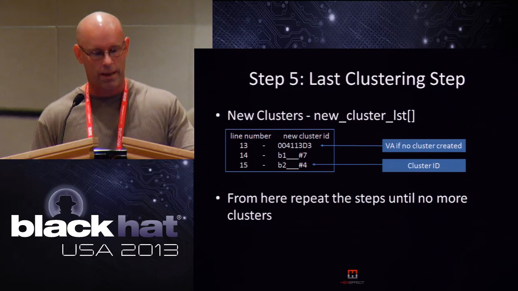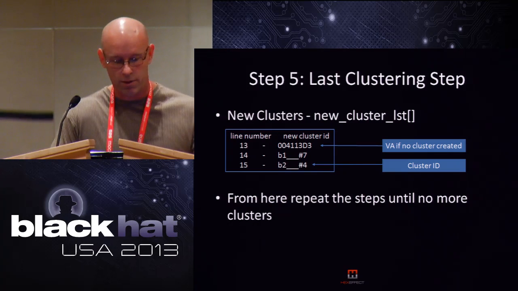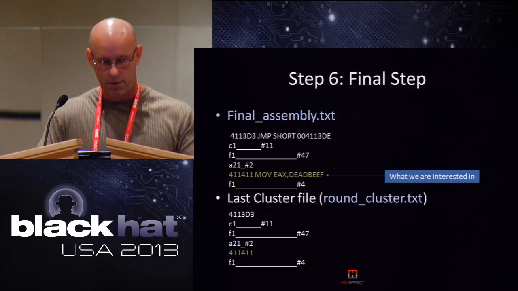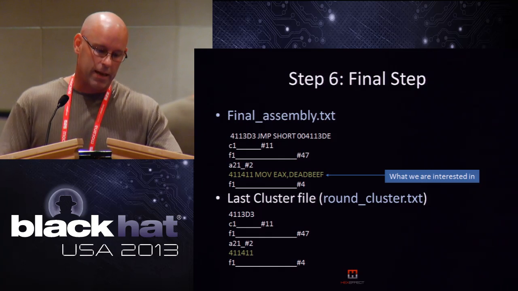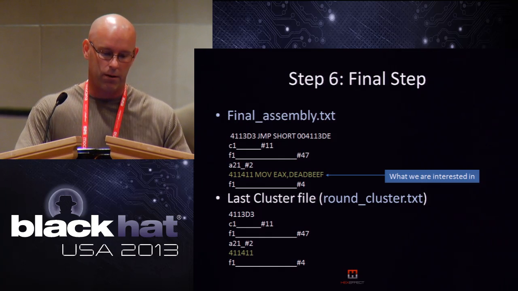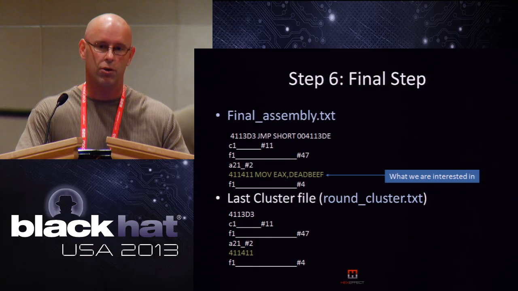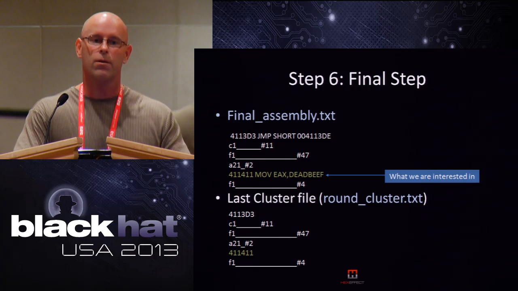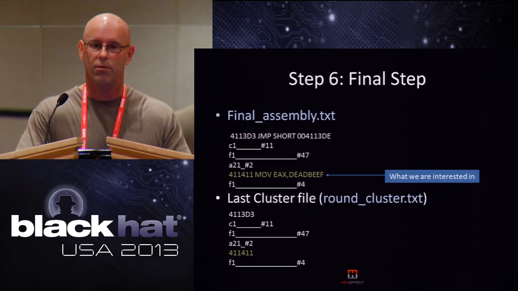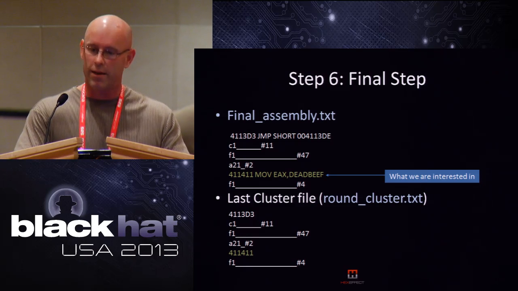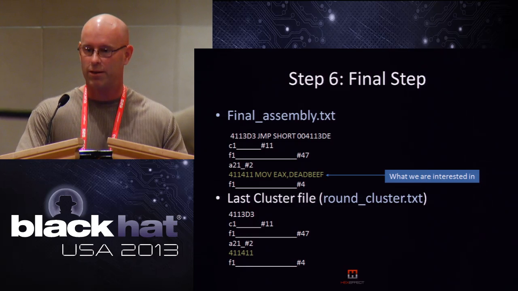And so one of the last steps is creating the new cluster. That's kind of obvious. And then the very, very last step is I create a file called final_assembly.txt. That's the file as a reverse engineer you want to analyze, okay? So when I showed you that example of Code Virtualizer, right? That's the file you're looking at, and you're looking at these big clusters.